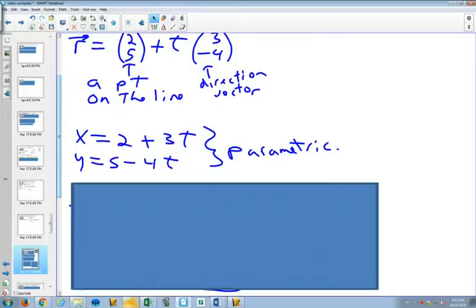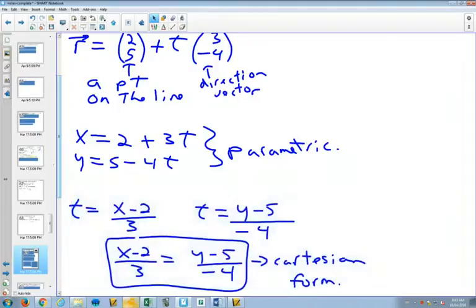Can you see that you could get t by itself in the first one by subtracting 2 and dividing by 3? Can you see that you could get t in the second one by subtracting 5 and dividing by negative 4? So your Cartesian form is just equating those two.